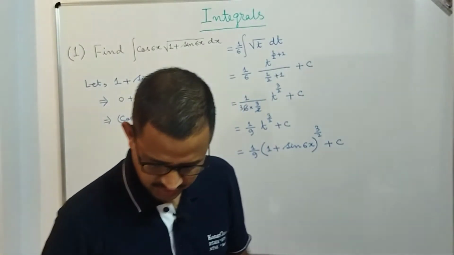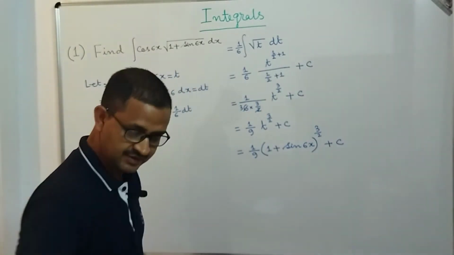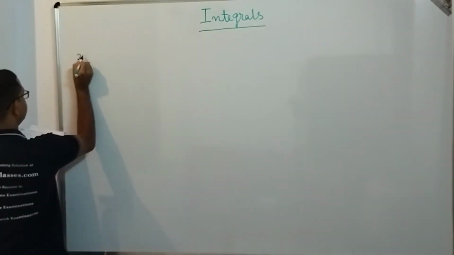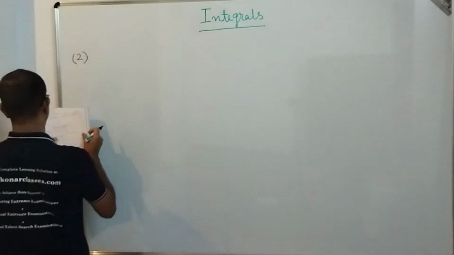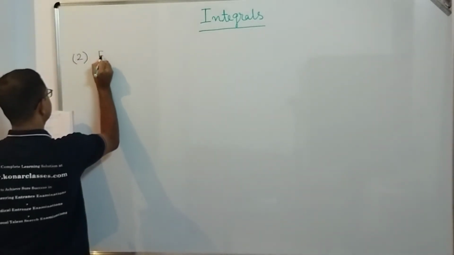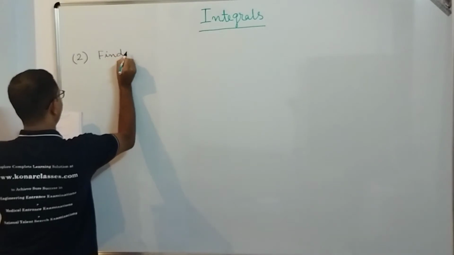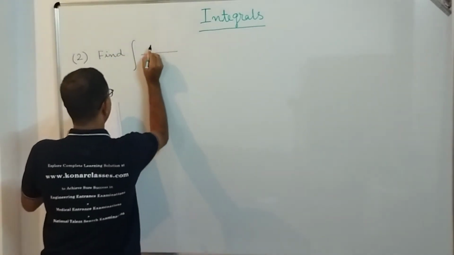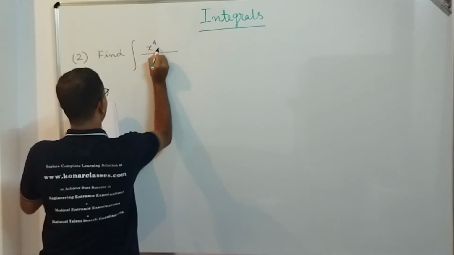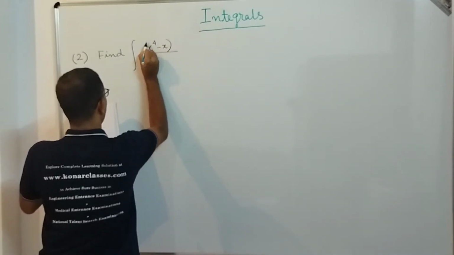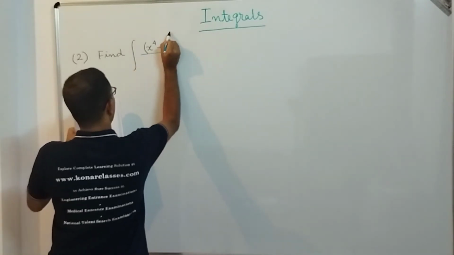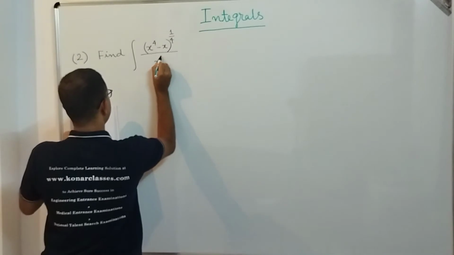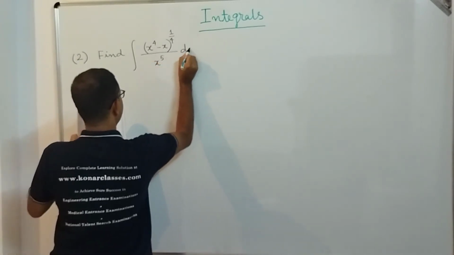Okay, so we are done with the first question. Now let's proceed to the second one. Here is the second question as I take from my notebook. We need to find the value of this integration: in the numerator it is x to the power 4 minus x, whole to the power 1 by 4, and in the denominator it is x to the power 5 dx.